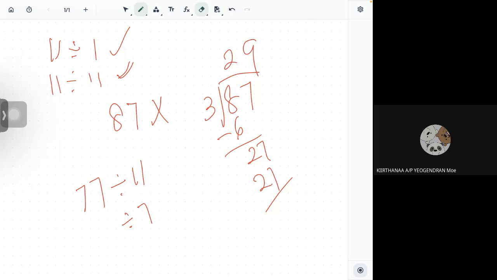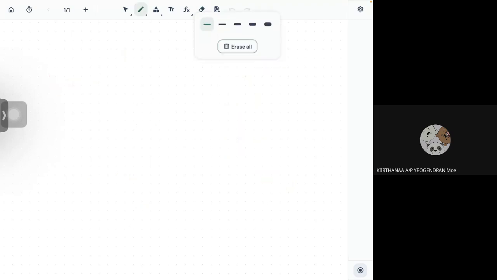Okay. The important thing is prime numbers. You must know the prime numbers. There are 25 prime numbers between 1 and 100. In your free time, please use some method to memorize the numbers.